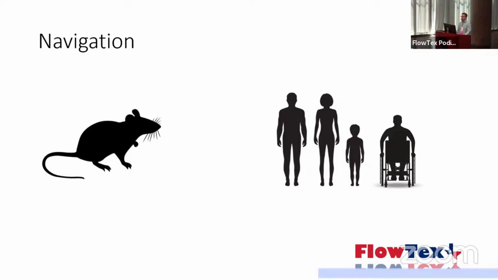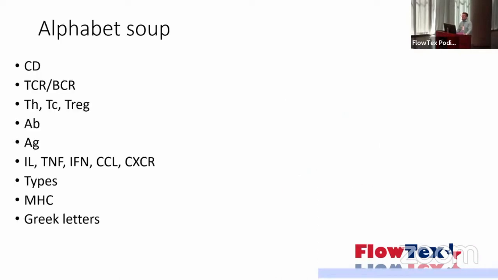And again, many reagents are in the humble lab mouse. It's a lot of what we have available, so it's a lot of what we end up studying in immunology. Why do people dislike immunology? You can all shout out reasons, but let's not do that. It's because it's an alphabet soup. It gets really confusing. We love our acronyms.